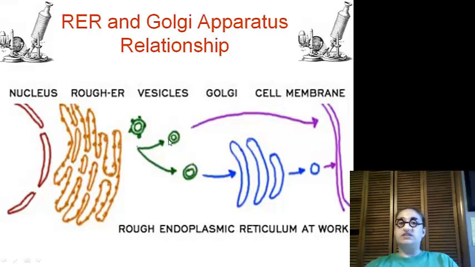Well, some proteins that just come out of the ER can go straight to the cell membrane and go out, but others must be packaged. So they come over here to the Golgi apparatus and go through a series of packaging processes. Then it is allowed out of the cell.